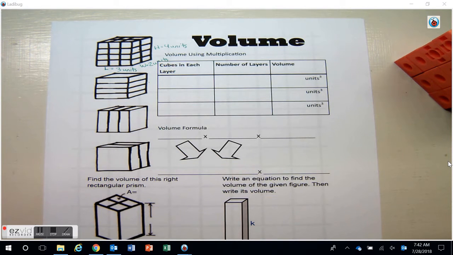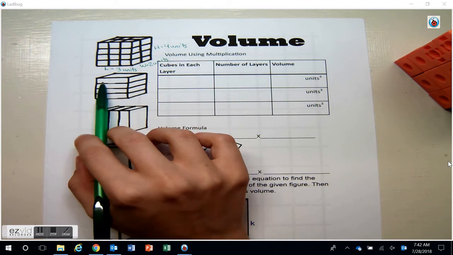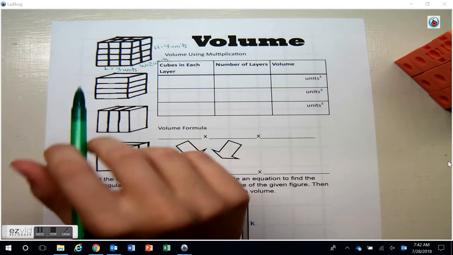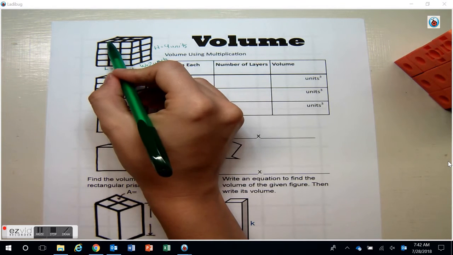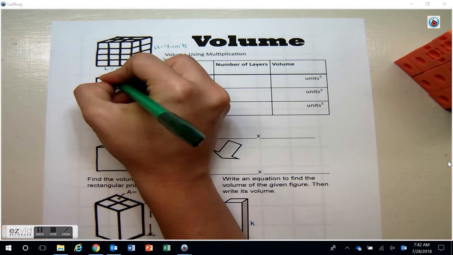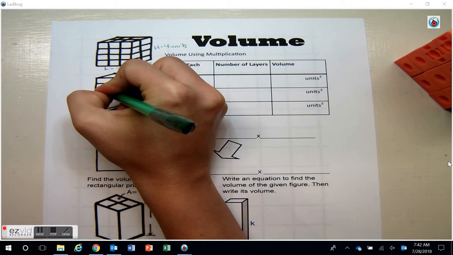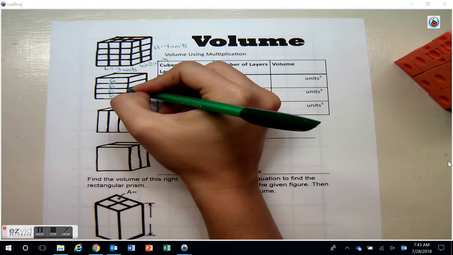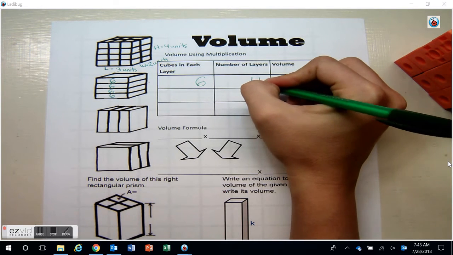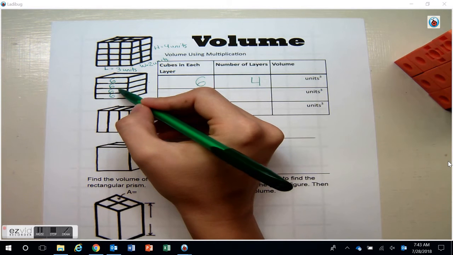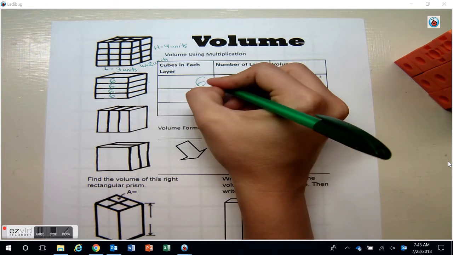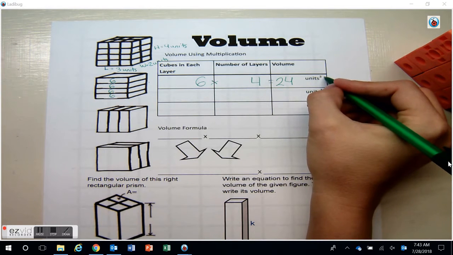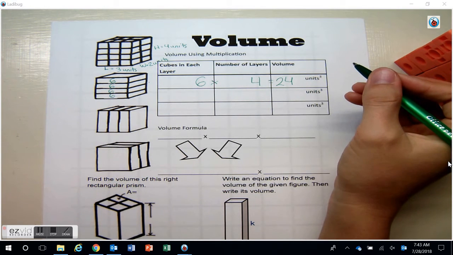Well, here I see that they've partitioned or split up the shape horizontally like cake layers. And in each layer, I have 1, 2, 3, 4, 5, 6 cubes. 6 cubes in each layer, and there are 1, 2, 3, 4 layers. Well, 6 plus 6 plus 6 plus 6, or 6 times 4, gives me a volume of 24 units cubed, or cubic units. Same thing there.